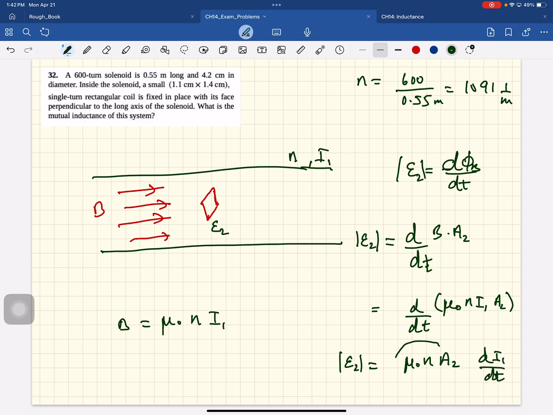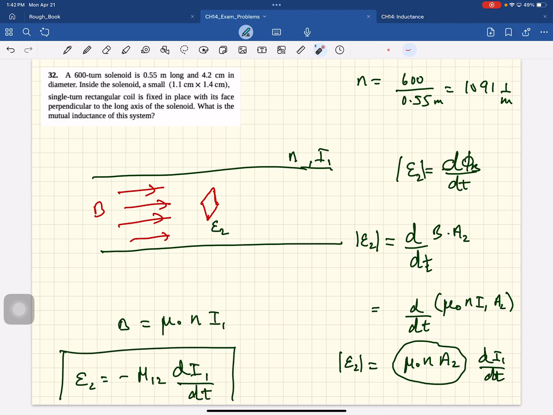And this guy is the mutual inductance. Remember, the mutual inductance was defined like so. The sign telling you that the EMF induced is opposing the change that is producing it. dI1 by dt is the current changing in coil 1, and that's the proportionality constant. So here is the current changing in coil 1, that's the induced EMF in coil 2.